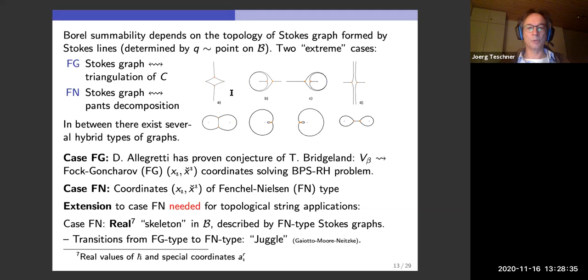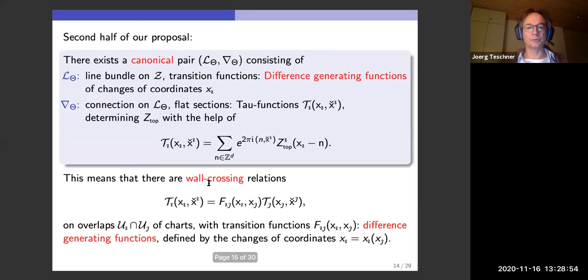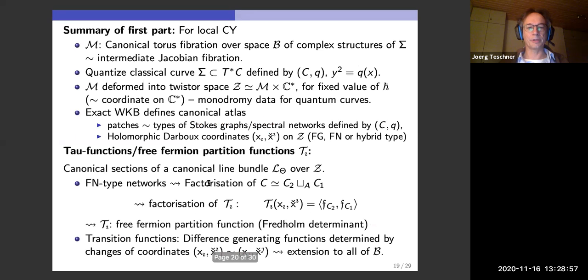Like this one would be one, say, for example, on the 3-punctured sphere, we have these 4 types of Stokes graph of Fock-Goncharov type. For each, we have an associated chart and associated coordinates. We want them to be Darboux coordinates. I mean, we only consider Darboux coordinates here. So this is the kind of thing we are dealing with. All right, so we want to make it a canonical atlas.